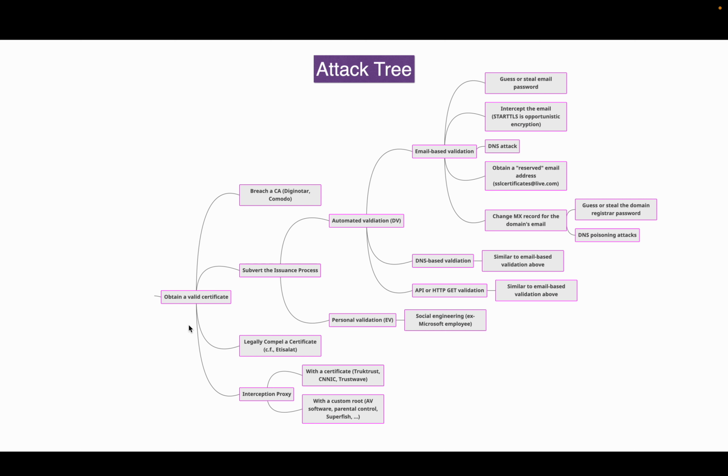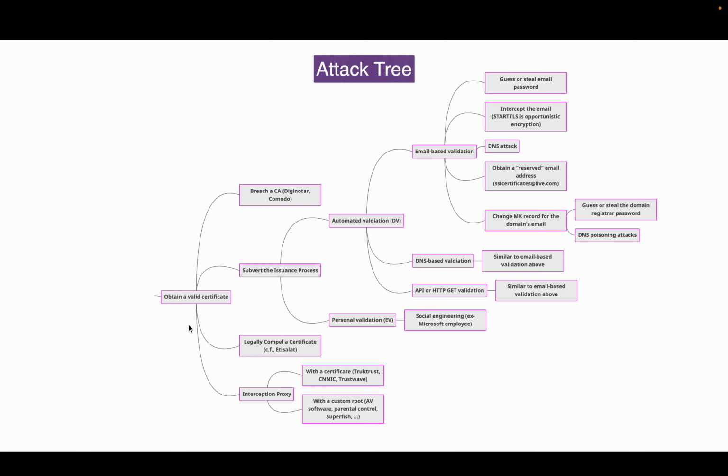Okay, I could hack a CA. Okay, so it's happened before, DigiNotar, Komodo. You have a couple hundred CAs, find the weakest one and try and get a certificate. You can try and subvert how they're issued. You could say, well, I know they're issued over email, so I can do any of those attacks that we just went through. Guess the email password, intercept the email, attack DNS, obtain a reserved email address, change the MX record for the domain email. Similarly for DNS or HTTP GET requests.